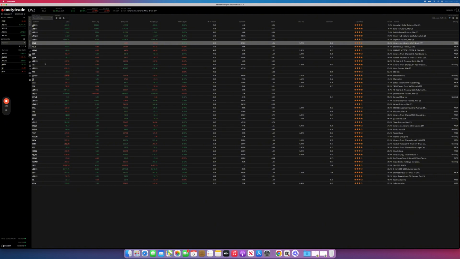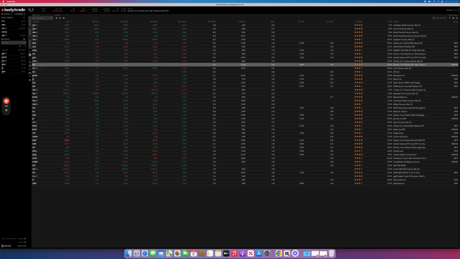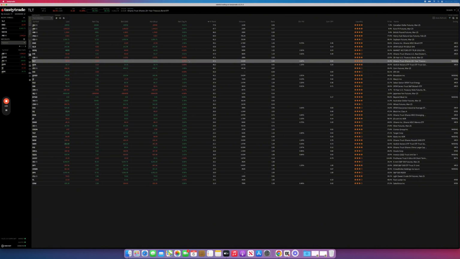Now, I did have my eye on TLT a little bit earlier. It's trading at just under $87 a share. It's got a nice IV rank of 47.1, so plenty of volatility or implied volatility. It's got an absolute IV level of 16.4%.